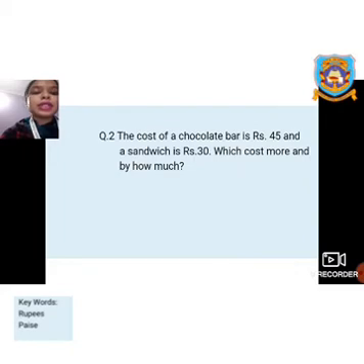The next question is: the cost of a chocolate bar is rupees 45 and a sandwich is rupees 30. Which costs more and by how much? So chocolate bar is rupees 45 and sandwich is rupees 30. Which is costlier and by how much? There are 2 answers here. First you have to compare the amounts, that means find the greater and smaller value, and then find out which item is costlier and by how much from the other.